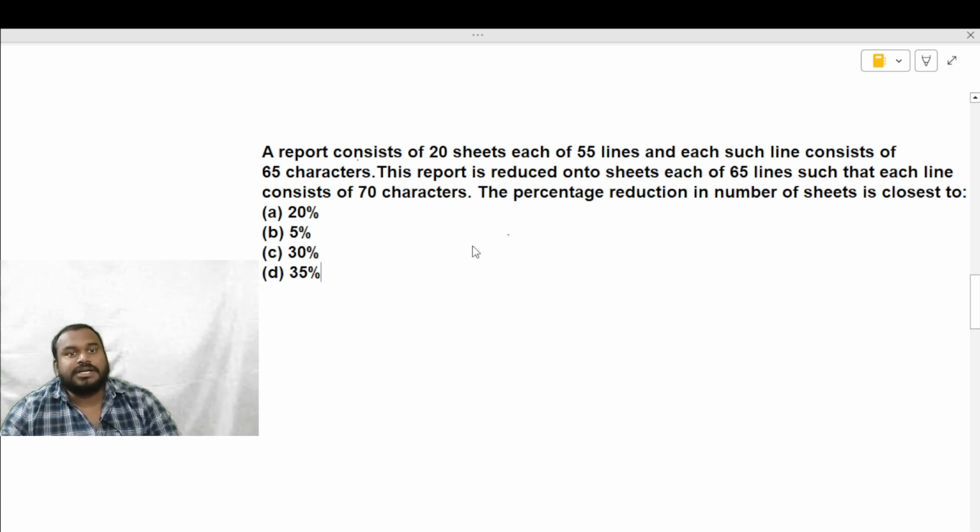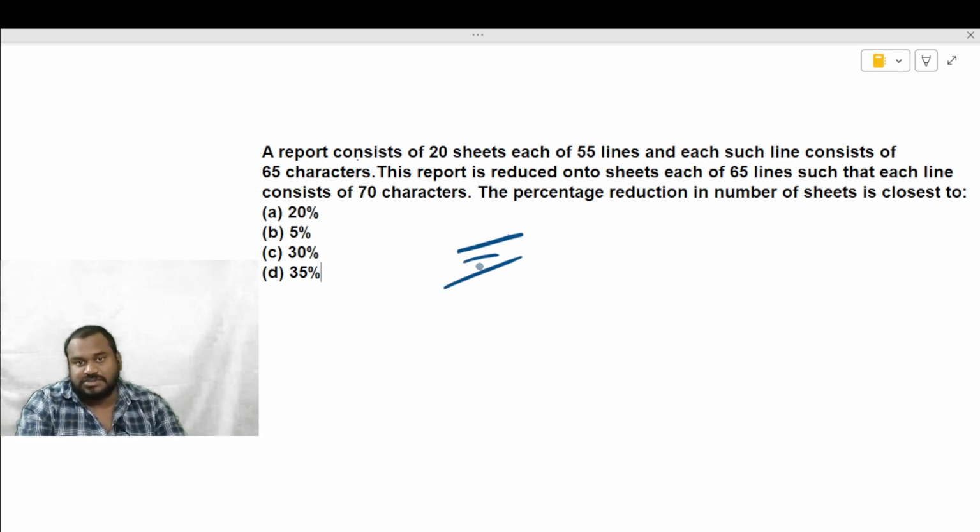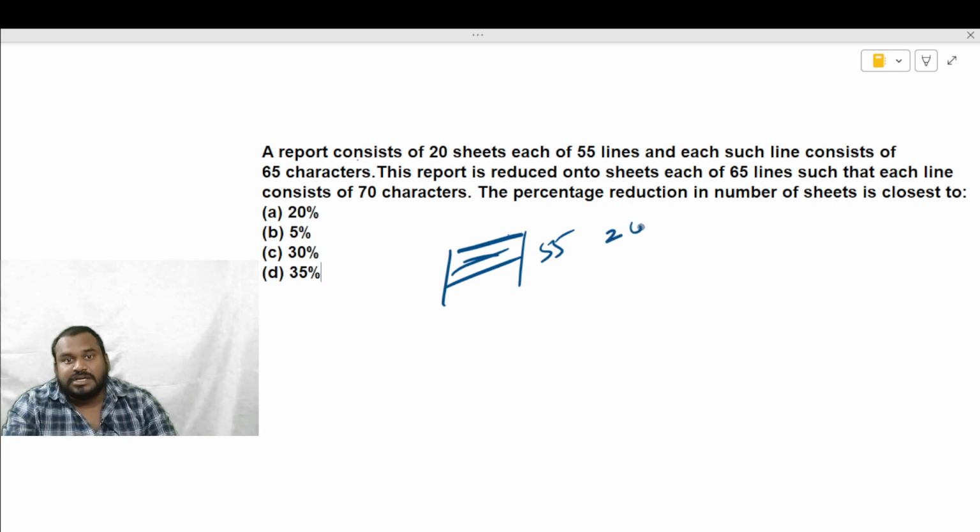Please remember, a report consists of 20 sheets, each of 55 lines, and each such line consists of 65 characters. This is a report consisting of 20 sheets. That is, 20 sheets of paper are there, and in every sheet there are 55 lines. Each line consists of 65 characters. Characters in the sense of letters.